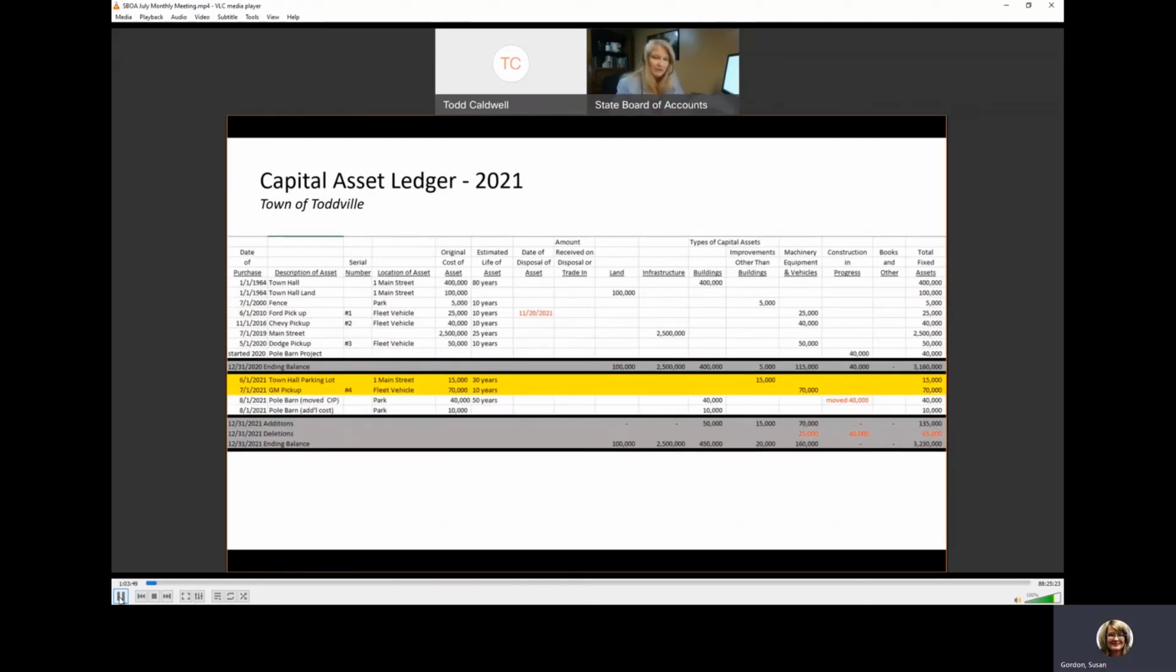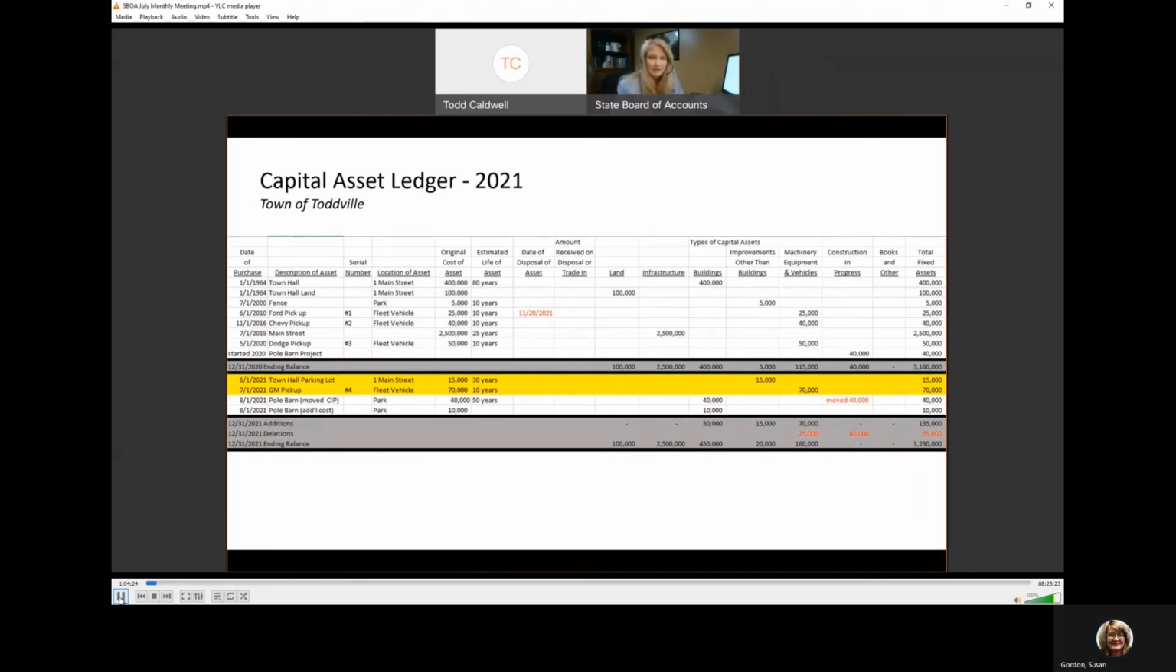Okay, so that was 2020. For 2021, this is a little easier because I don't have to estimate the historical cost because now I have all of my paperwork. And the two things I wanted to talk to you about here are the town hall parking lot that we just put in 2021 for a cost of $15,000. So I'm just going to go ahead and put that in improvements other than buildings. And then we bought another pickup truck of $70,000. So I'm adding that to our machinery and equipment, and that will carry on over. Those two were pretty easy.